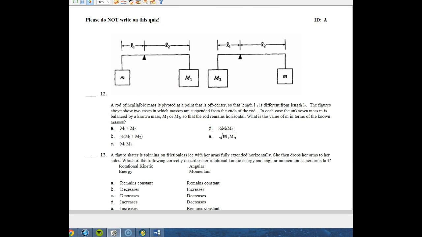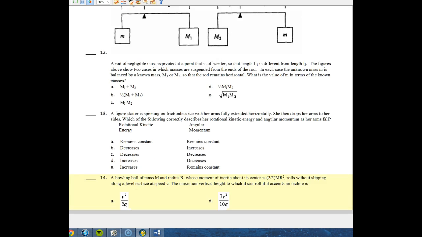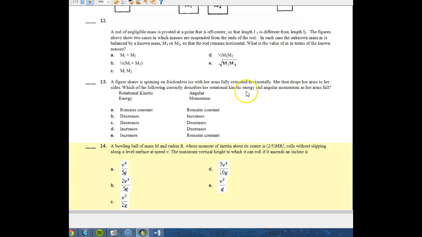For number 13, I've got a figure skater who's spinning on frictionless ice. Her arms are fully extended. When she drops her arms to the sides, they want to know which of the following correctly describes her rotational kinetic energy and her angular momentum as her arms fall. Well, we know that angular momentum is always conserved, so it can't be B, C, or D. And we know that the kinetic energy most of the time changes. So just by pure guessing, we can pick letter E.